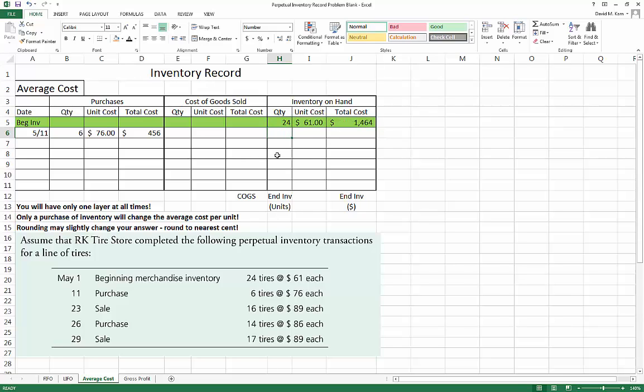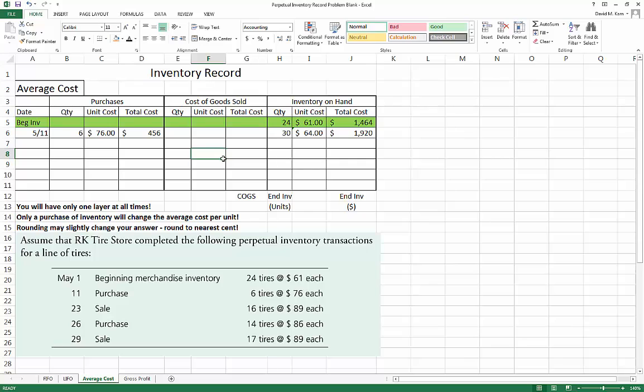So how do we do that? We just add the number of units. So I take 24 plus the 6 that we bought, so now we have 30 units. Then we take the total costs and add them up, 1464 plus the 456, and we get 1920. Okay, so how do we get the new average cost per unit? All we simply have to do is take the 1920 and divide it by the number of units, in this case 30. So I'll take 1920 divided by 30 units, and we get $64.